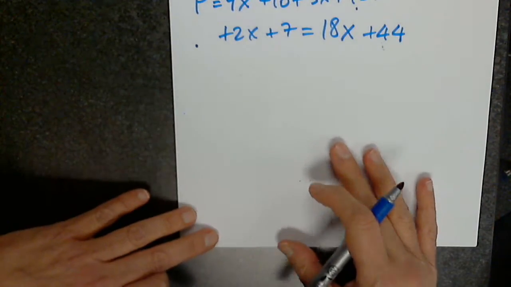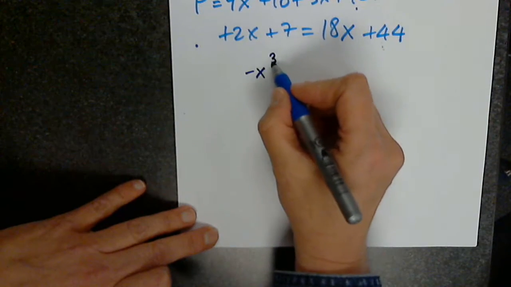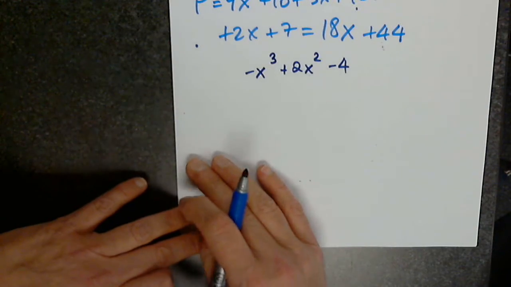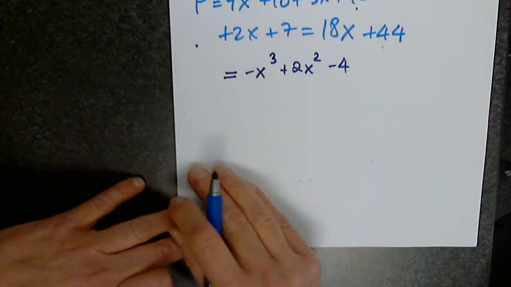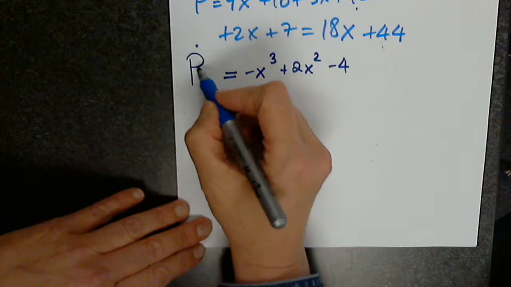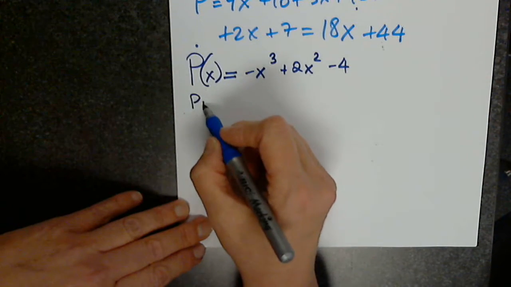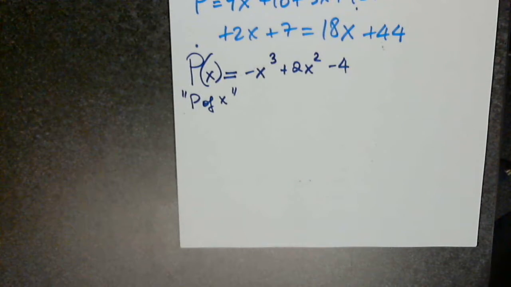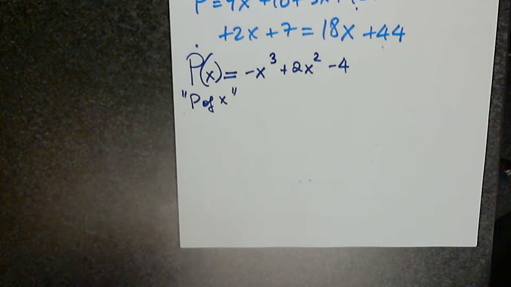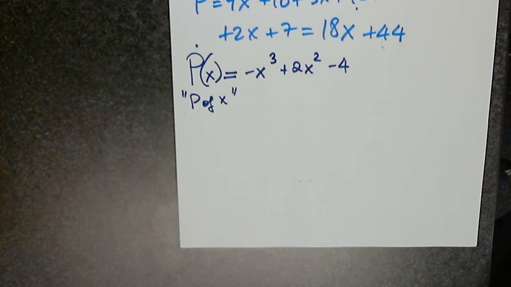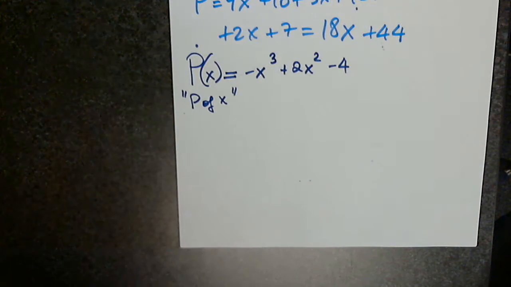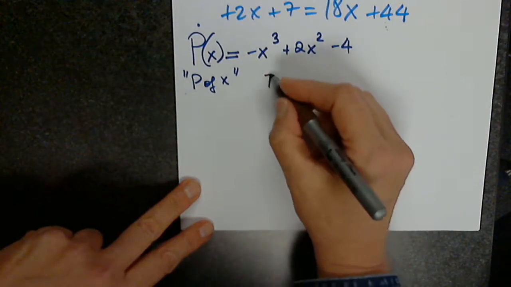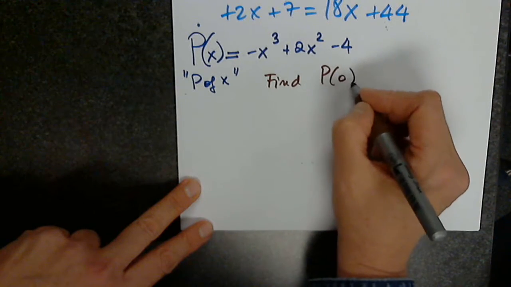So let's suppose I'm given the following polynomial. Negative x to the third plus 2x squared minus 4. I am going to give this polynomial a name. And normally they are called P of x. P of x. It's not P times x. It's like what we had with functions, f of x. So this is P, polynomial of variable x, P of x. Okay? And let's suppose I'm asked to find P of 0.